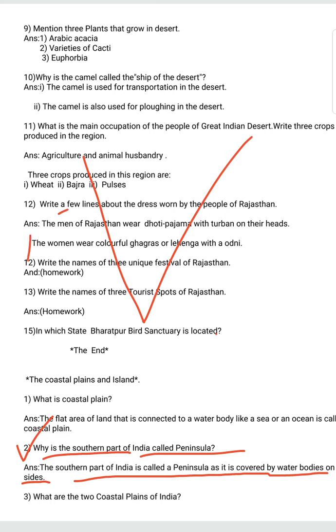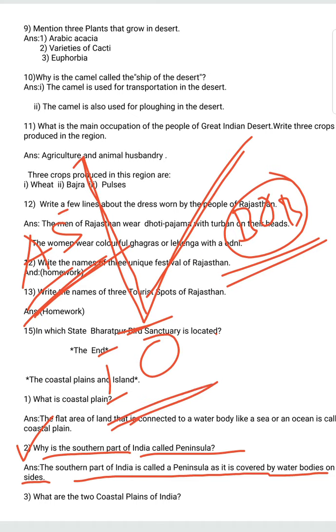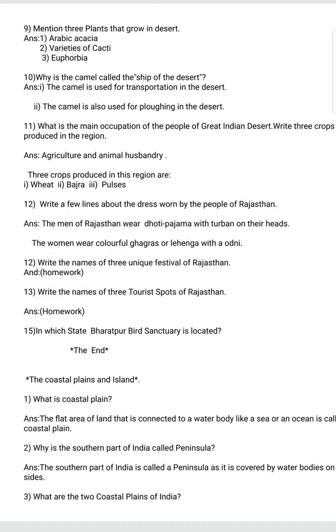What is on this side? Arabian Sea is there, isn't it? Arabian Sea. Yes, what is on the east side? Bay of Bengal. And what is on this bottom side? Indian Ocean, isn't it? Indian Ocean. So this southern part of India is covered by water bodies on its three sides, Bay of Bengal, Arabian Sea and Indian Ocean. Therefore, India's southern part is called peninsula. Since the southern part of India is covered by water bodies on its three sides, therefore it is called peninsula. So remember, I have given ticks here.